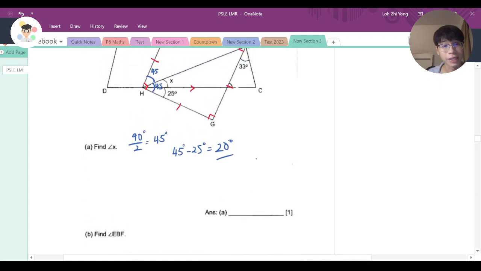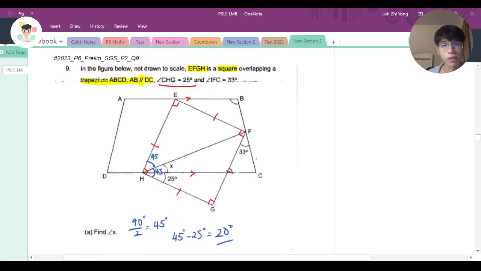B is asking for angle EBF. Let me just write here. B is asking angle EBF. EBF is here. Probably our first reaction is actually to try to look for here and here, right? Here is easy to look for because we know 90 degree, 180 minus 90 minus 83, look for here. But the problem here is here. I cannot find the angle here. I know here is 90, but in order to find here, I need to find here. Then I can't find here. Yeah, no information that is able to help me to find here.